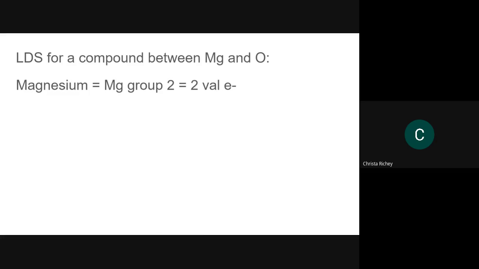Magnesium is in group 2. It has 2 valence electrons. When it loses its 2 valence electrons, we already know it's going to be +2. You put your oxidation charges on the top of your periodic table. Oxygen is in group 6. It's going to have 6 valence electrons. It wants 8. It's going to end up gaining 2 electrons, and it will eventually have a -2 charge.